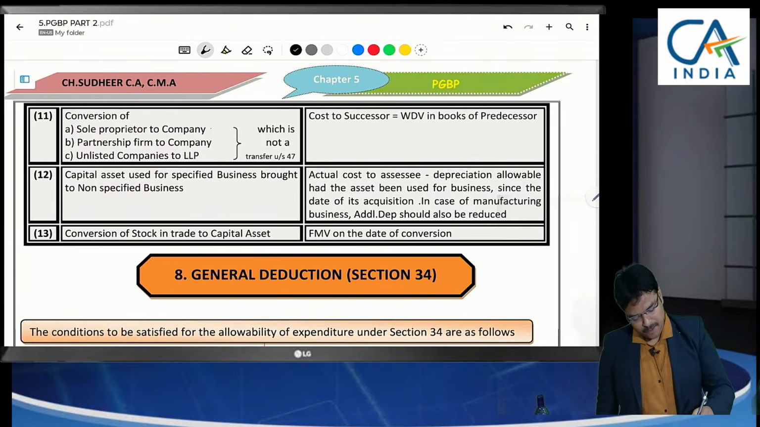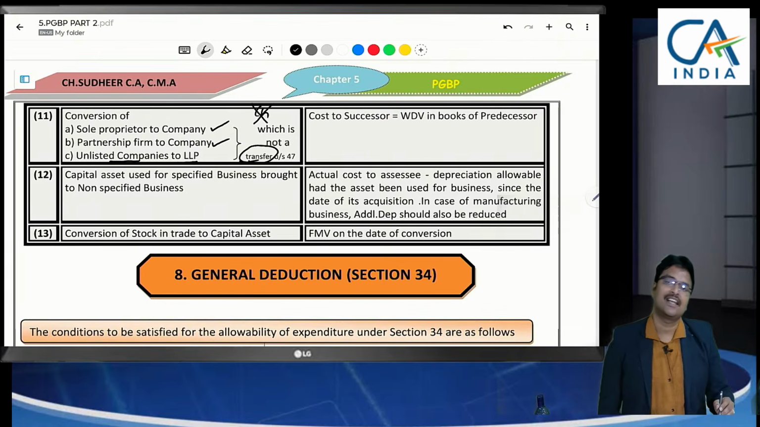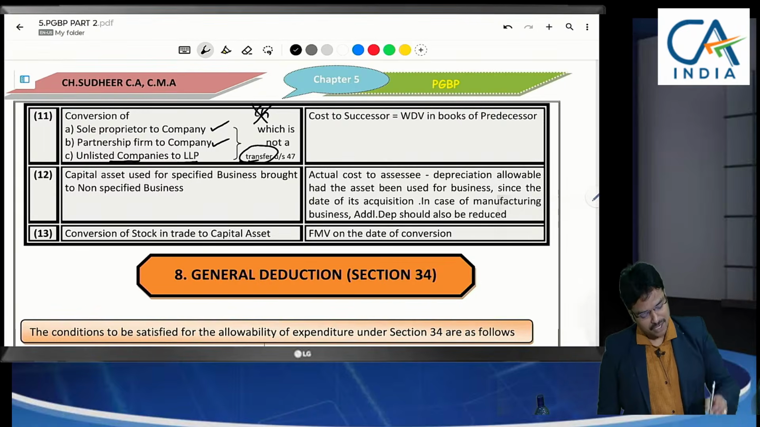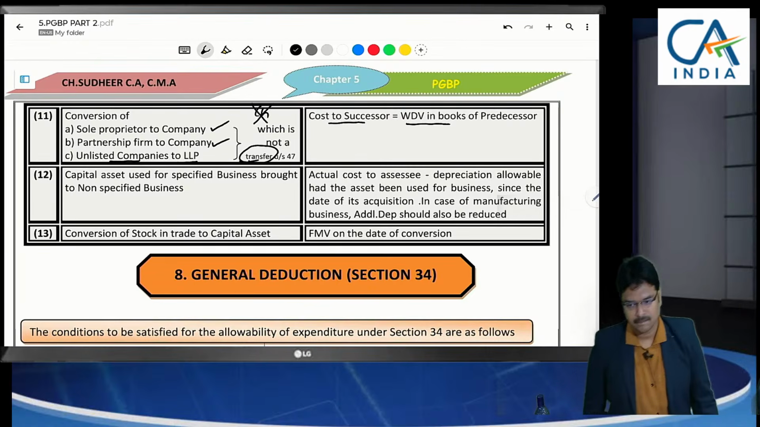Conversion of a sole proprietor into company, conversion of partnership firm into company, conversion of unlisted companies into LLP. All these are not a transfer. Capital gains will not be levied. There are some conditions which were specified in capital gains, which we will discuss in further sessions. Here also cost to successor will be WDV in the books of the predecessor.